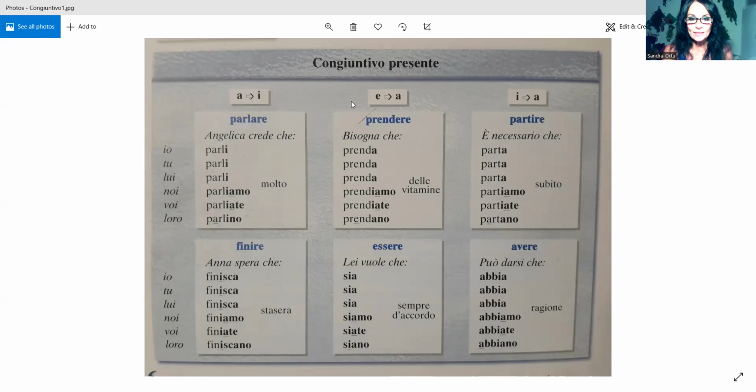So these little boxes that you have at the top: the verb in are, so the a becomes i. Verbs in ere, the e becomes a, as you can see. And partire, so the i becomes a as well. Here, this table is also quite useful because it's giving you an example of those verbs in ire which are not irregular. However, they have a specific conjugation which is different from most verbs in ire.